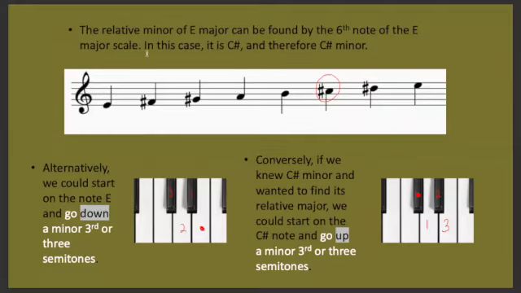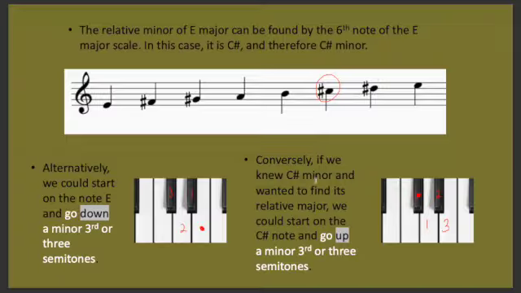Here's another example. The relative minor of E major can also be found by the sixth note of the E major scale. In this case, it is the C sharp, and therefore C sharp minor. Alternatively, we could start on the note E here and go down a minor third or three semitones. 1, 2, 3. That also brings us to C sharp.